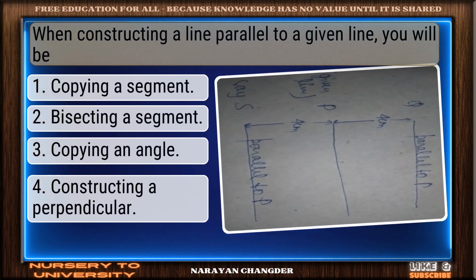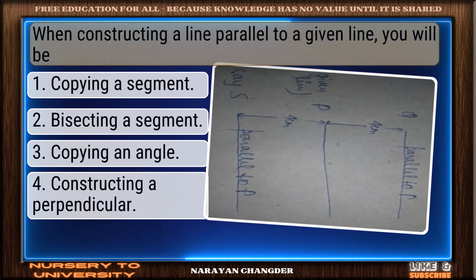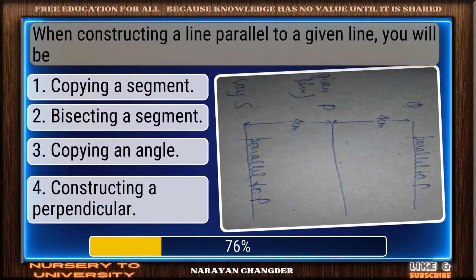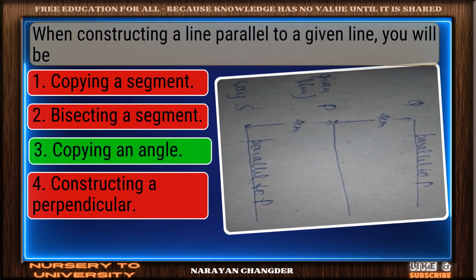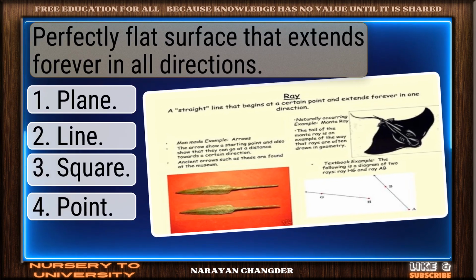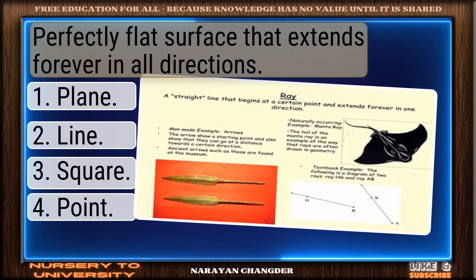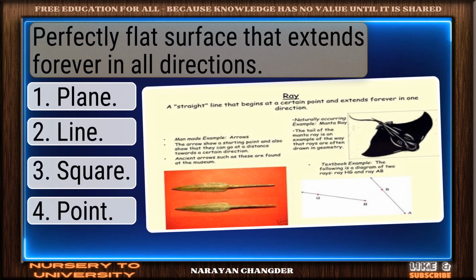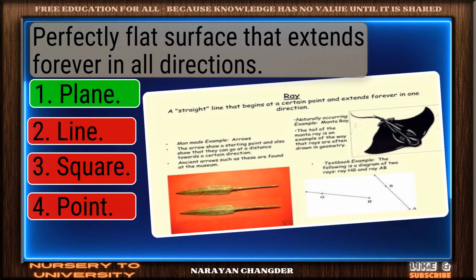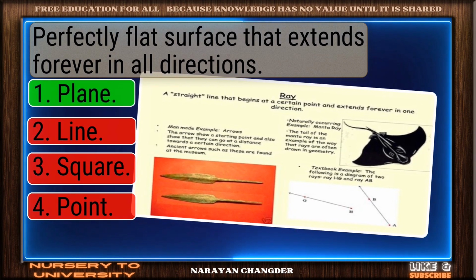Question number 42. When constructing a line parallel to a given line, you will be... Smart pick. Copying an angle is the correct choice. Question number 43. Perfectly flat surface that extends forever in all directions. Great thinking. Plane is the right choice.